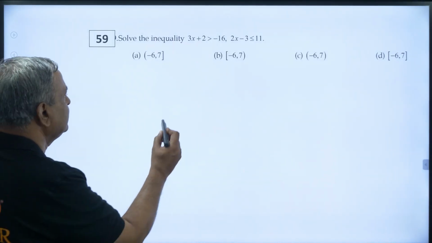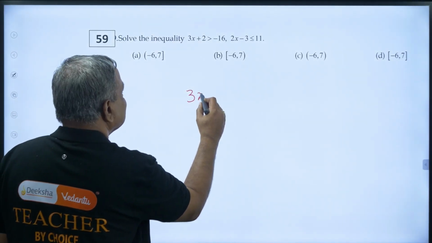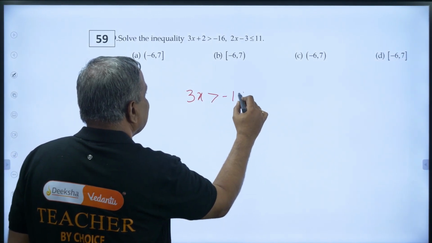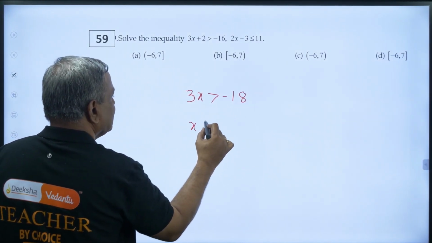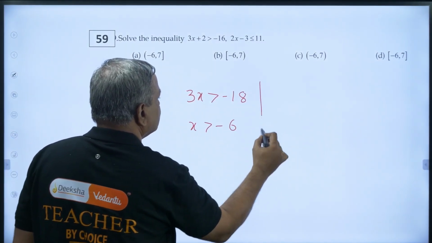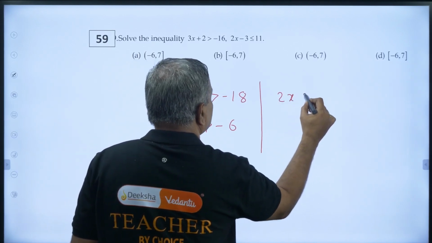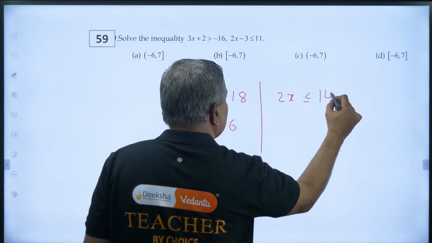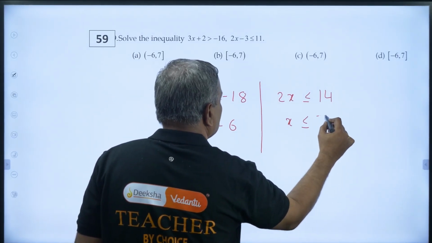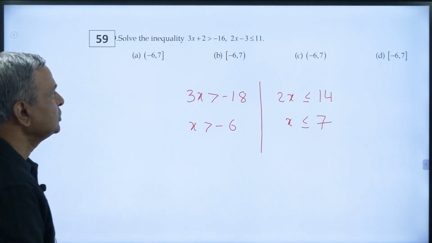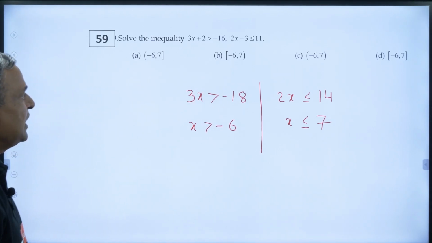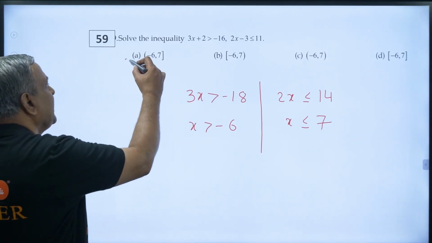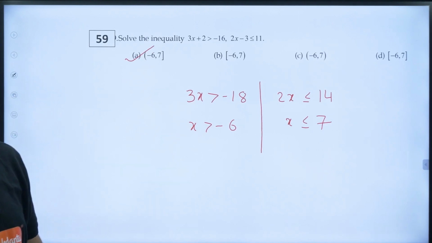Solve the inequality. 3x is greater than minus 18, or x is greater than minus 6. 2x is less than or equal to 14, x is less than or equal to 7. So wherever the 7 is closed and the 6 is open, option A. 7 is closed, option A.